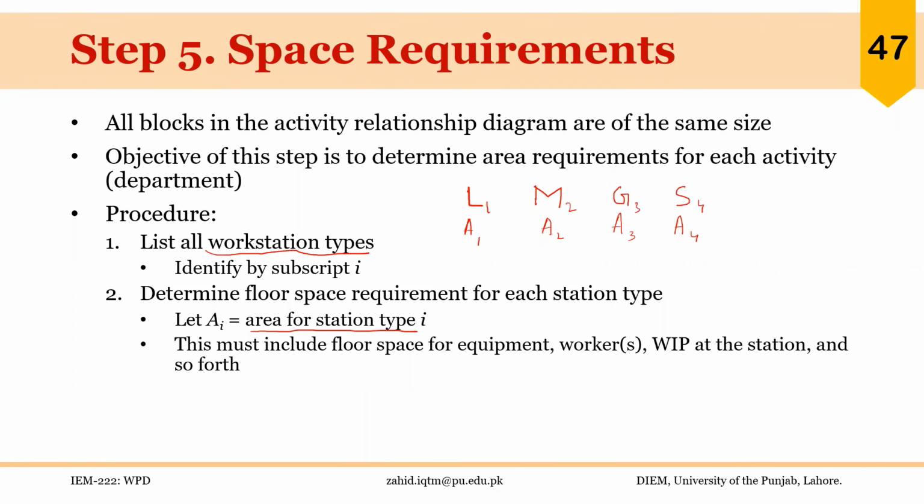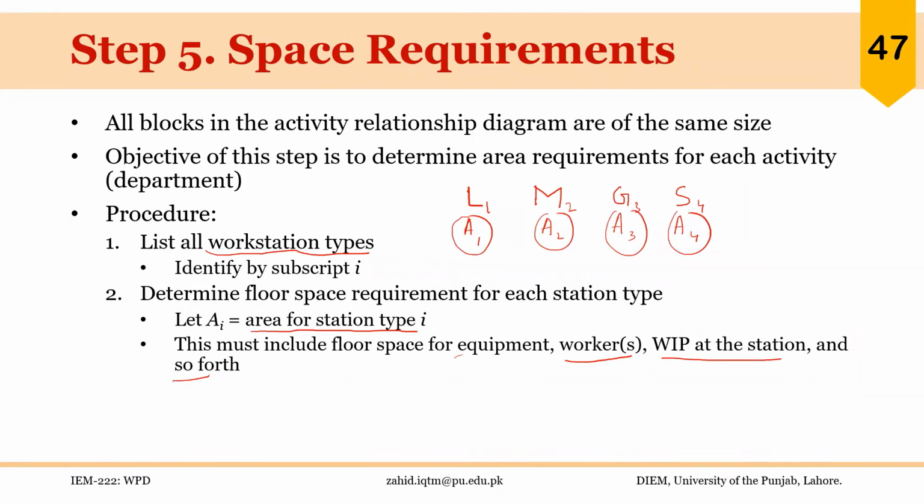And it is better to add the area for the workers, work in process, and so forth. That will give you a certain area for that workstation. So this is the area of the machine, A1, A2, A3, A4, plus some area for the workers or work in process. In simple words, you could say that this area includes everything that we have mentioned: the area of the workstation plus some additional area for the workers, work in process, and so forth.